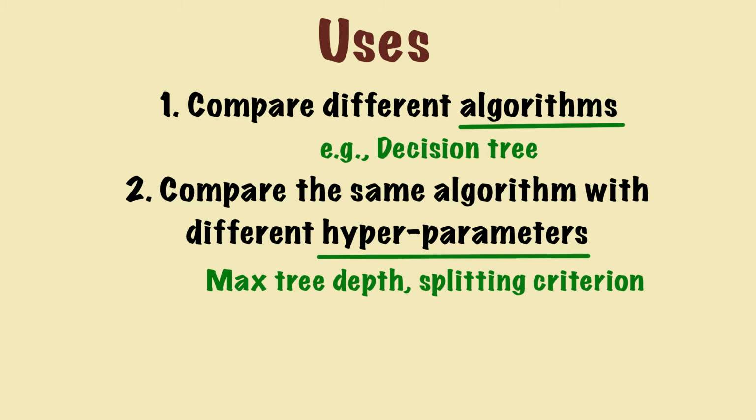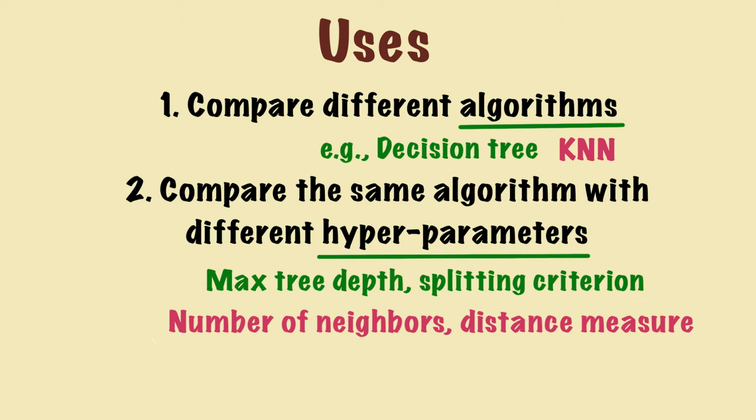For example, decision tree is an algorithm and it has a lot of hyperparameters, such as maximum tree depth and splitting criterion. To select a better combination of hyperparameters, we basically run a cross-validation on each combination and select the one with the best performance. Another example of algorithm is k-nearest neighbor. It has hyperparameters like number of neighbors and distance measure. You can use Manhattan distance, Euclidean distance, or Minkowski distance of higher order.